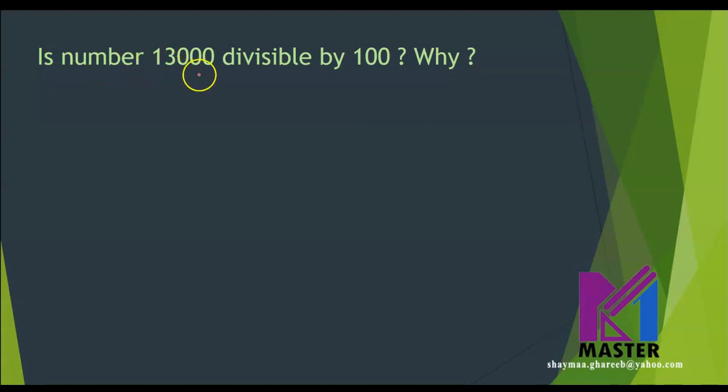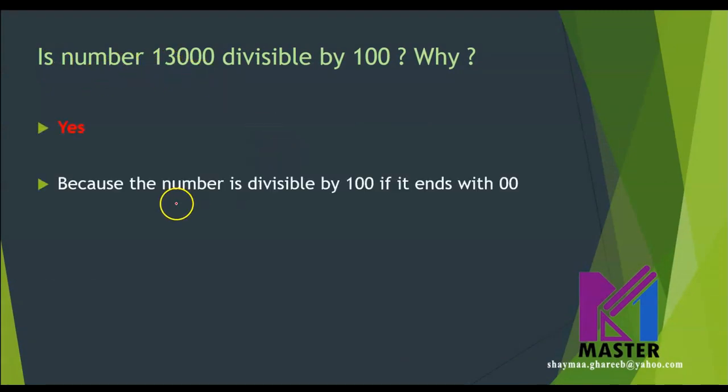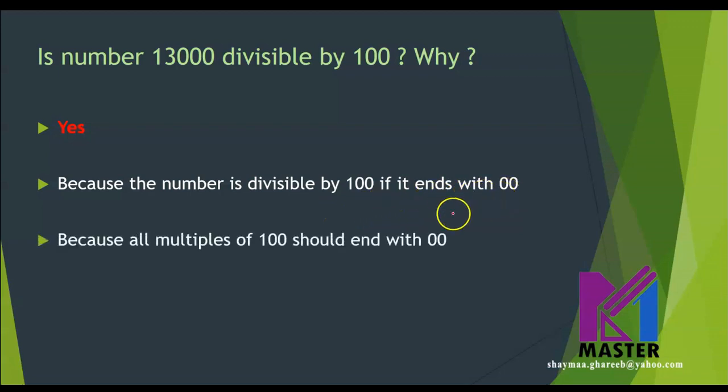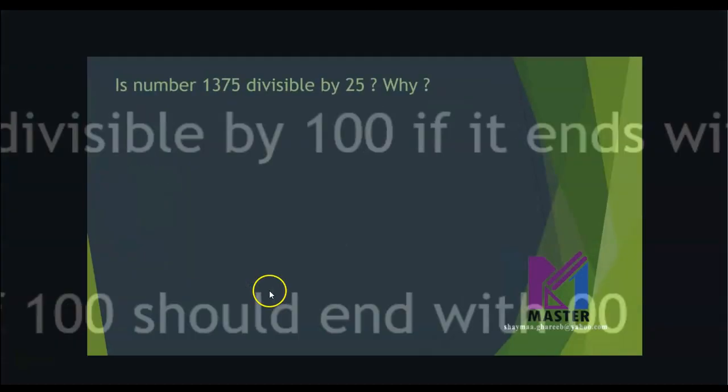Is number 13,000 divisible by 100? Yes, because the number is divisible by 100 if it ends with 0, 0. Or because all multiples of 100 should end with 0, 0.